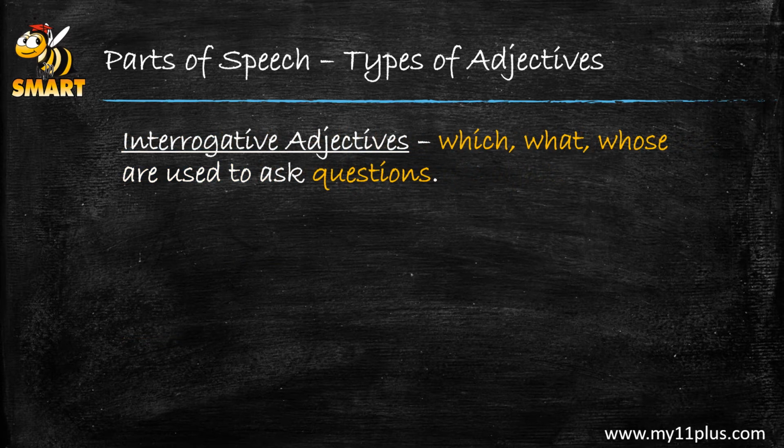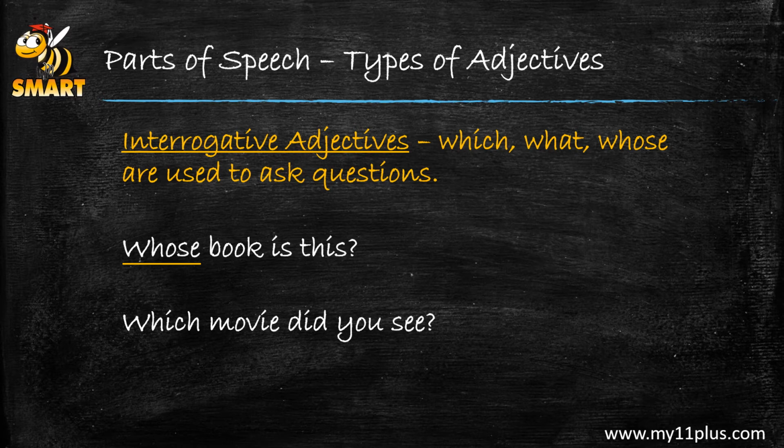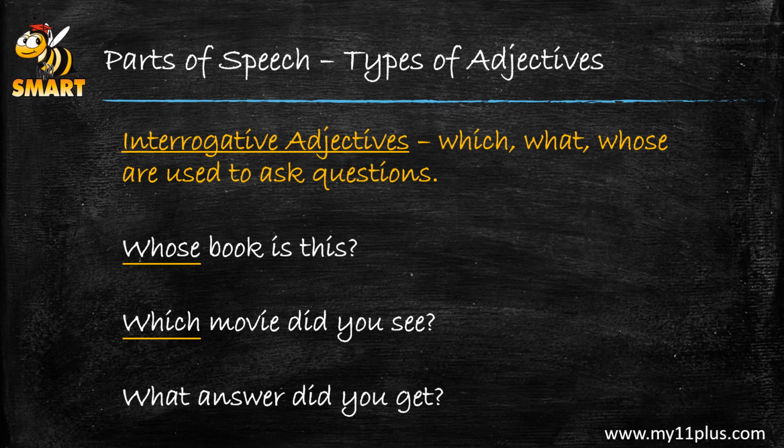Interrogative adjectives like which, what, whose are used to ask questions. So here are examples. Whose book is this? The word whose in that sentence is an interrogative adjective. Next one. Which movie did you see? The word which in this sentence is also an adjective, an interrogative adjective. And the last one. What answer did you get? The word what is also an adjective.